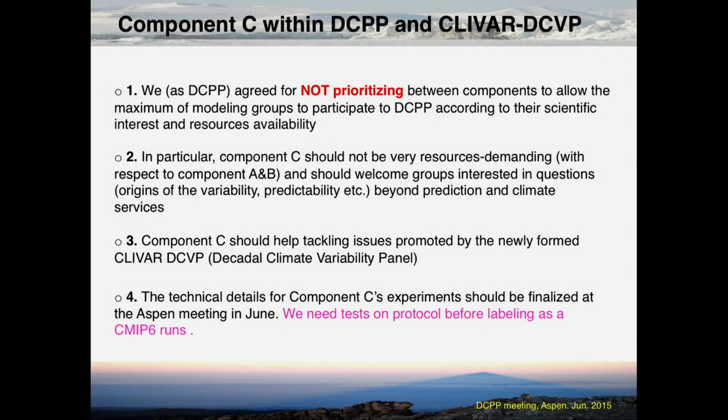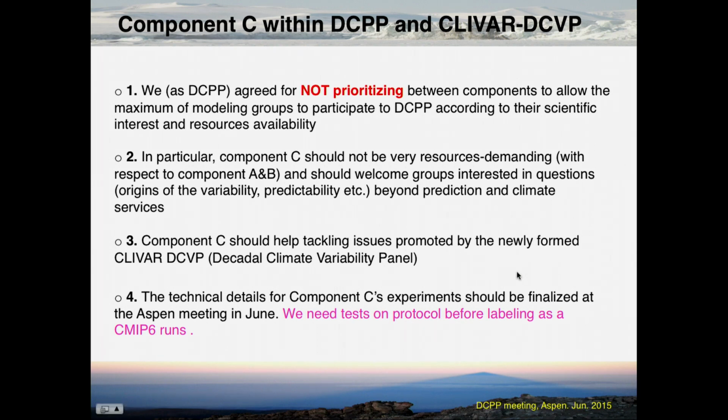So, just a brief summary. We agreed as a DCPP member that we don't want to make any priority between the components for the CMIP6 exercise. So we've put some priority in each component, but we don't want to have priority in a component by itself, because we want to allow the maximum number of modeling groups to participate in DCPP, and because it's very resource demanding, we want to welcome groups that don't have a lot of resources and are very interested in this subject.